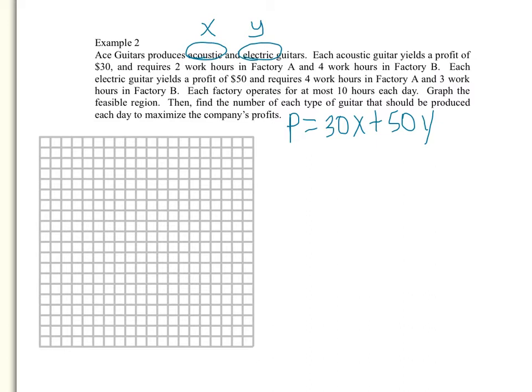Next, we're going to look at our constraint equations. This particular problem has nothing about a minimum number of guitars that need to be made. So in this one, you need to set up your constraints to be X is greater than or equal to 0 and Y is greater than or equal to 0.